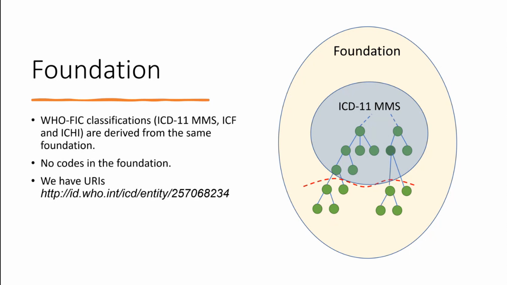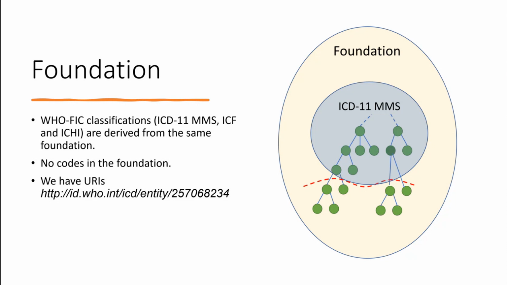For example, the anatomy detail that you can use in ICHI is shared by the anatomy that you can use in the ICD-11. In the foundation, we don't have codes, and the reason is obvious. We can host multiple classifications, and they may require different code systems. And also, the foundation has more content than the classifications. Therefore, we have more detail. We also need identifiers at every level.